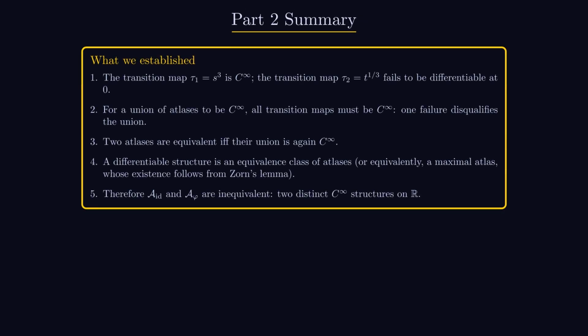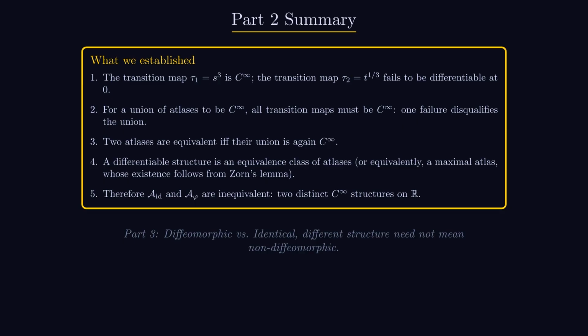Part 2 established five things. The transition map tau 1 equals s cubed is C-infinity, while tau 2 equals t to the 1/3 fails to be differentiable at 0. For a union of atlases to form a C-infinity atlas, every transition map must be C-infinity. One failure is enough to disqualify the union. Two atlases are equivalent if and only if their union is C-infinity. A differentiable structure is an equivalence class of atlases, or equivalently the unique maximal atlas in that class, whose existence is guaranteed by Zorn's lemma. Consequently, A_id and A_phi are inequivalent and define two distinct C-infinity differentiable structures on R.